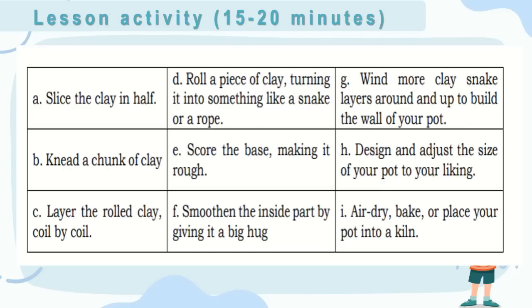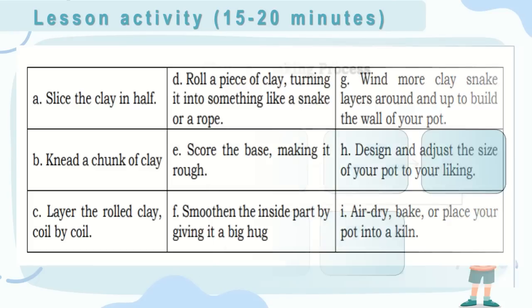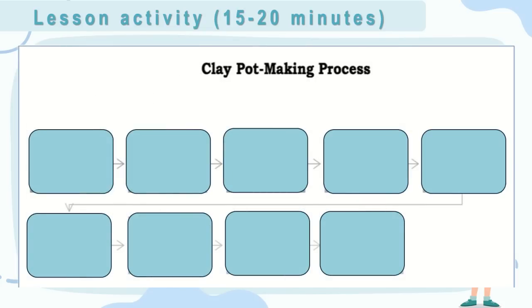F. Smoothen the inside part by giving it a big hug. G. Wind more clay snake layers around and up to build the wall of your pot. H. Design and adjust the size of your pot to your liking. I. Air dry, bake, or place your pot into a kiln. Arrange it using the graphic organizer.